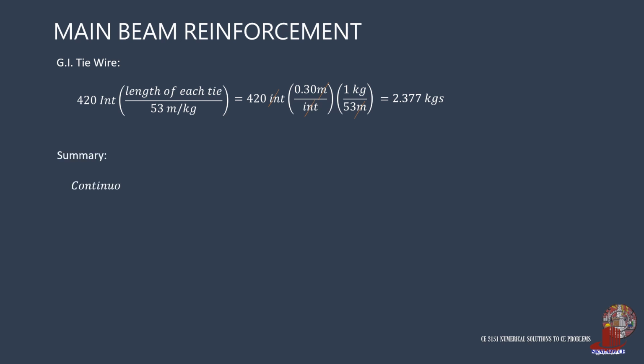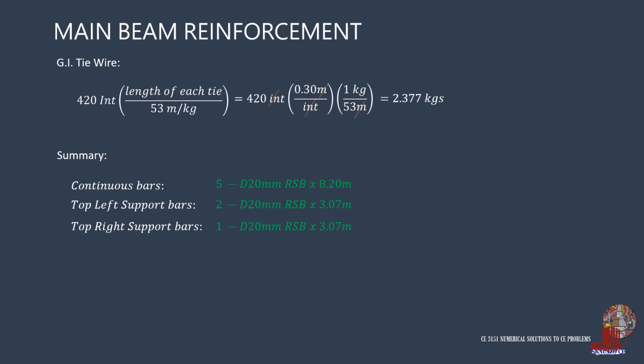So in summary, there are 5 D20 by 8.2 meters continuous bars, 2 D20 by 3.07 meters top left support bars. The top right support also has 1 D20 bar by the same length. Then the bottom midspan contains 2 bars by 4.65 meters. With the same lengths of bars at the supports, we can summarize them as 3 D20 RSB by 3.07 meters.